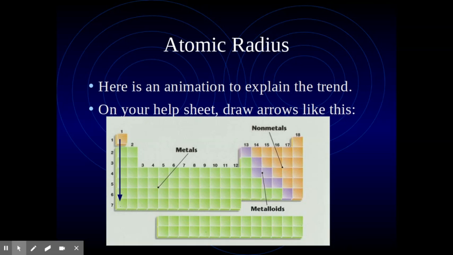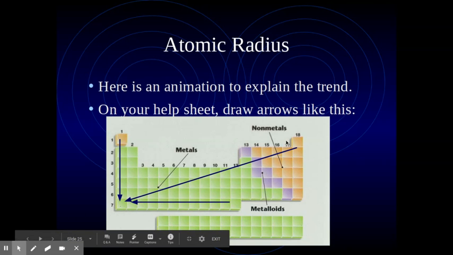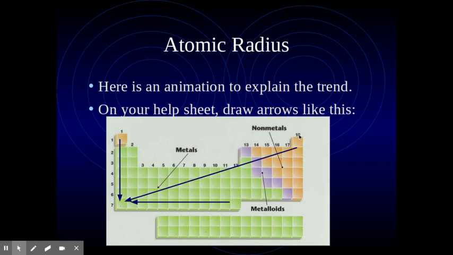You might want to draw these on your periodic table or in your notes, make a little diagram. So as you go down, they tend to get larger. And as you go to the left, they tend to get larger. So things tend to get larger on the periodic table as you go down to the left. So the biggest thing on the periodic table would be francium. The smallest would be up here, your helium, right?